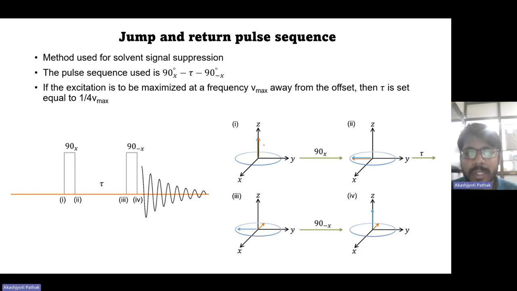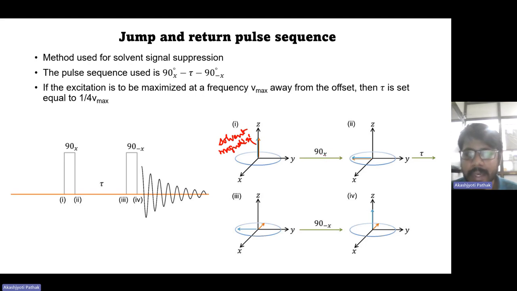So look at this figure. This blue arrow shows the magnetization of the solvent, the solvent magnetization. And this orange arrow shows the magnetization of the sample, the nuclear spins of the sample that have a bulk magnetization. So both the solvent magnetization and the magnetization of the sample are directed along the z-axis.